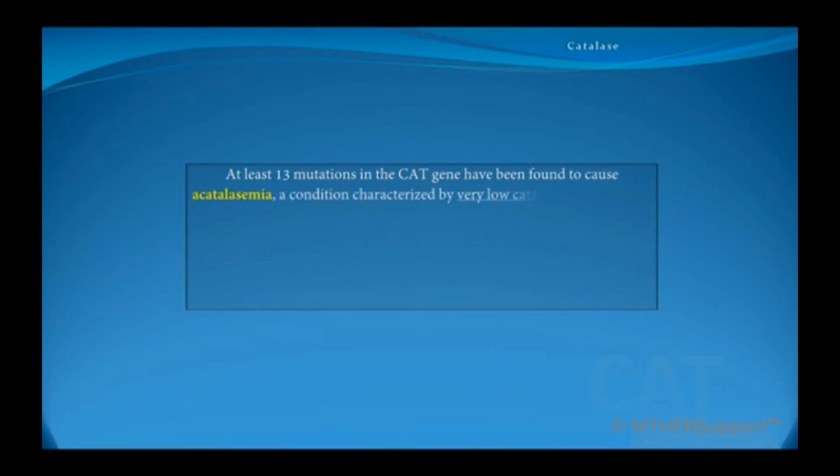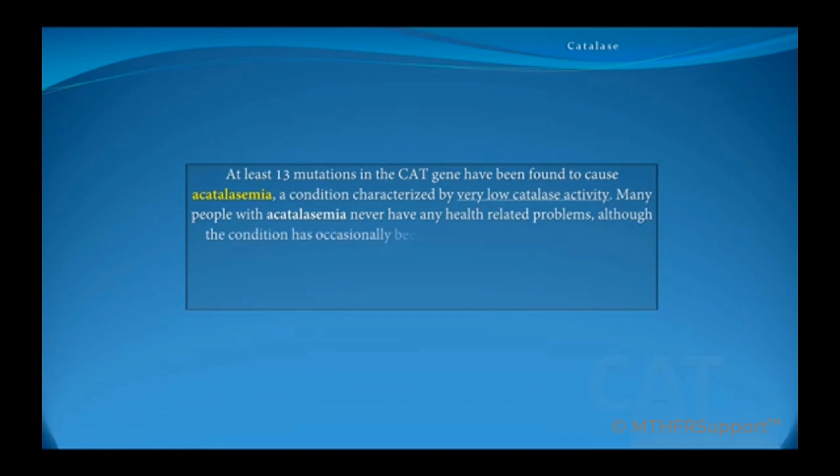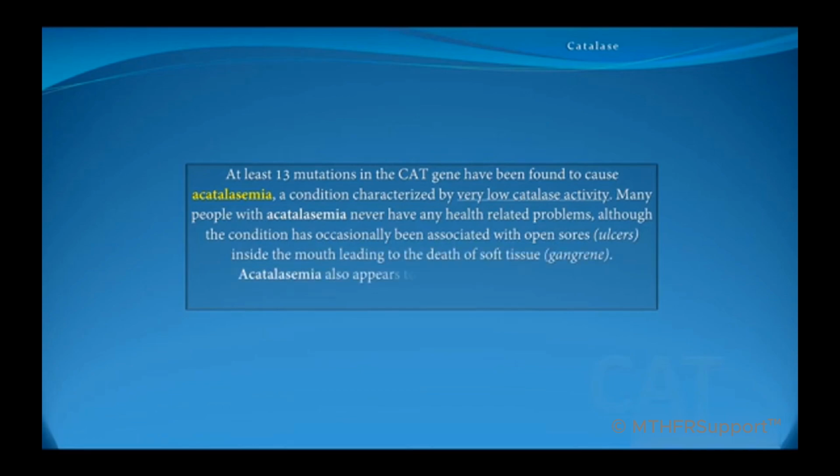At least 13 mutations in the CAT gene have been found to cause acatalecemia, a condition characterized by very low catalase activity. Many people with acatalecemia never have any health-related problems, although the condition has occasionally been associated with open sores or ulcers inside the mouth, leading to the death of soft tissues or gangrene. Acatalecemia also appears to increase the risk of developing type 2 diabetes mellitus, the most common form of diabetes.